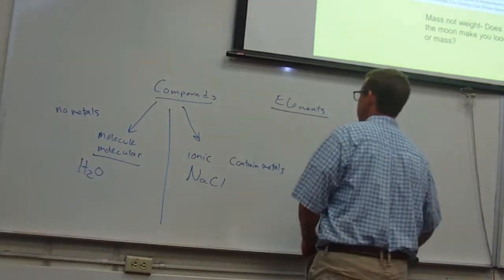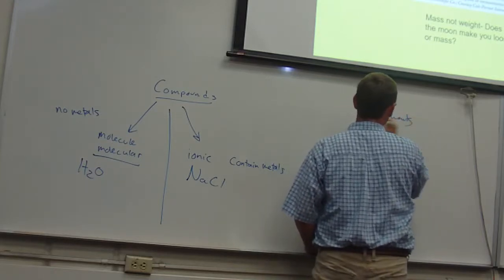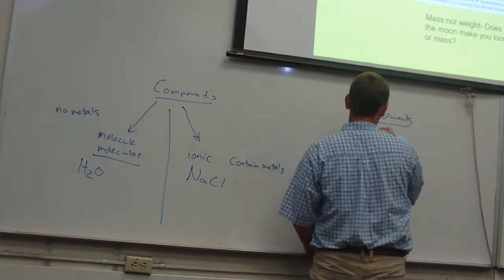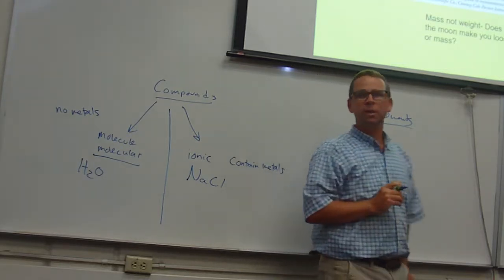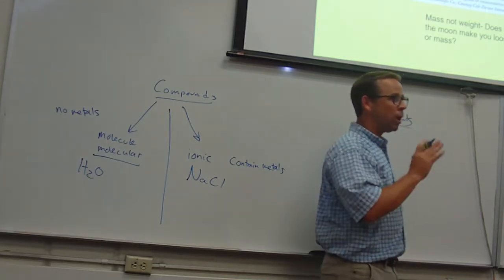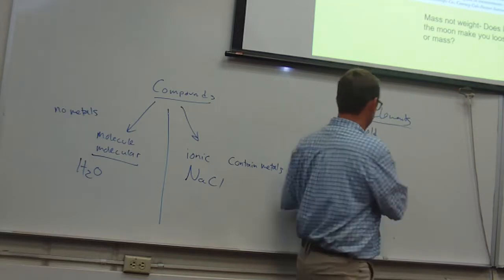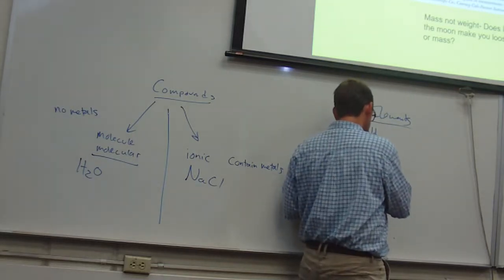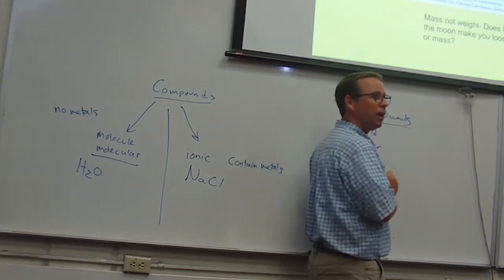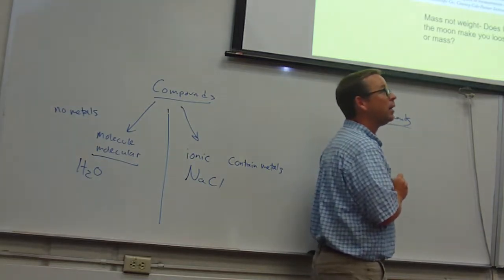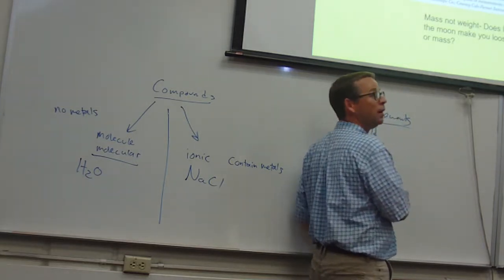So what kinds of things are elements? Gold. Anybody else notice? Silver. Good. Any other kinds of elements we know? Water. Water is a compound. Elements. Sulfur. Chlorine. Helium. All the gas sections are elements.